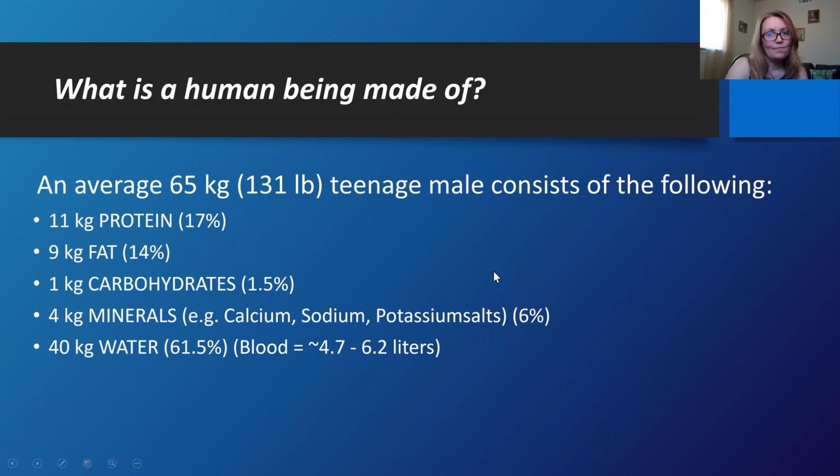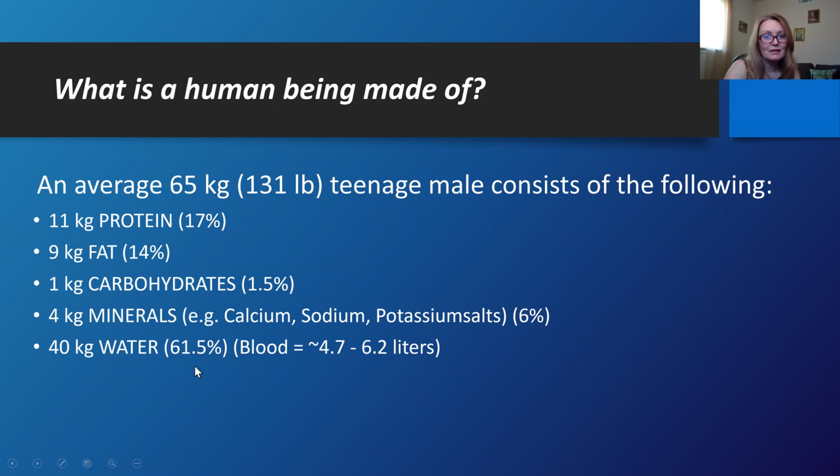So now this slide is just for your information. I think it's very interesting to see what your body is made of, because we talked about atoms and molecules, right? And macromolecules that make up your body. So what's your body made of? The average teenager, 131 pounds, consists of the following: 17% protein. So let's start with water. Water is more than 60% of the body of a younger person.